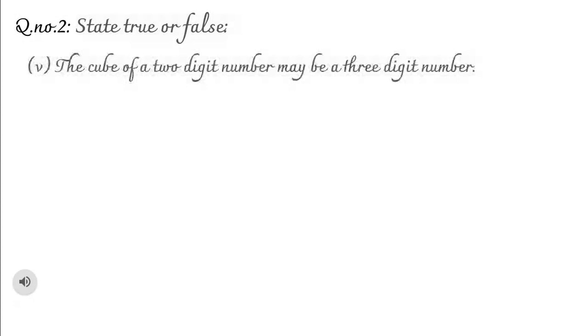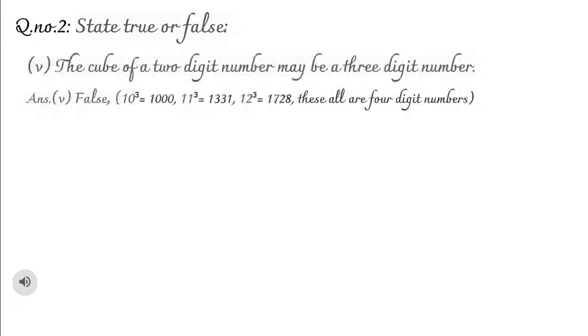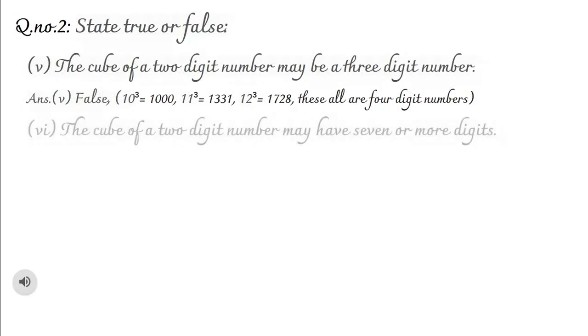Why? 10 cube is equal to 1000, 11 cube is equal to 1331, 12 cube is 1728. All have 4 digits. So the cube of a 2-digit number may have 4 digits, or more than that, 5 digits, like that, isn't it? Not 3 digits. So the statement is false. Clear? Now see the next statement.